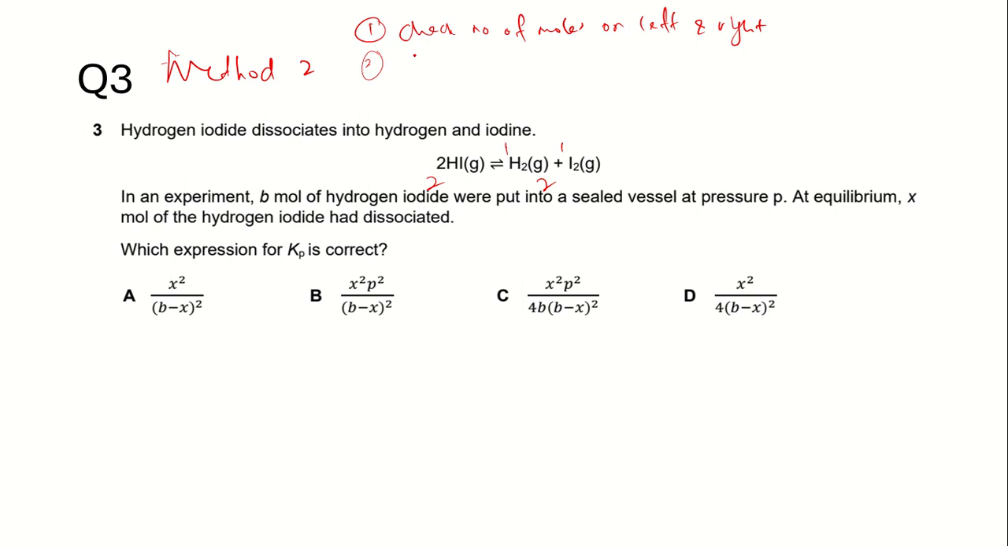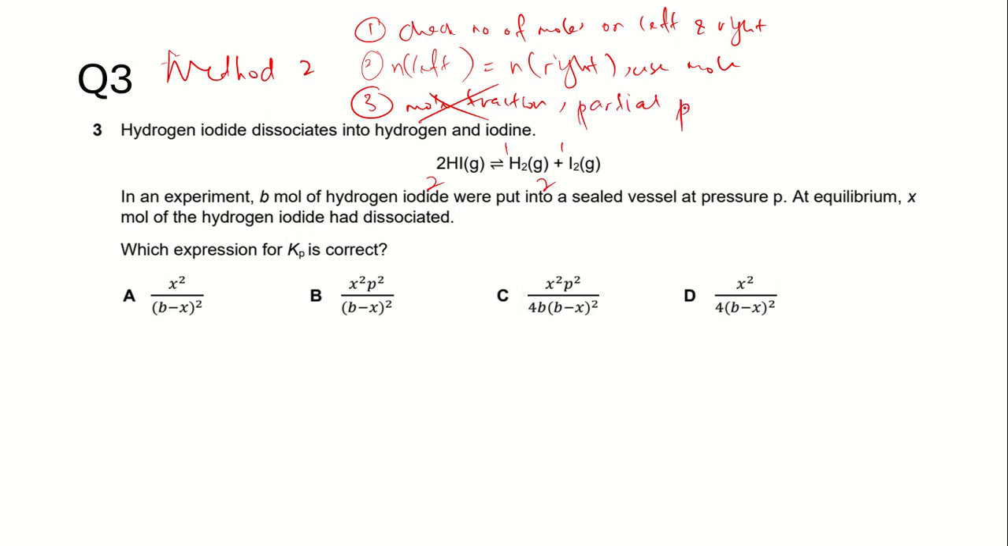Now, if the number of moles of gases are the same, we use number of moles for all the calculation. We do not need to find mole fraction, no need to find partial pressure. We will use number of moles for everything. Okay, so let's see. ICE table is a must.